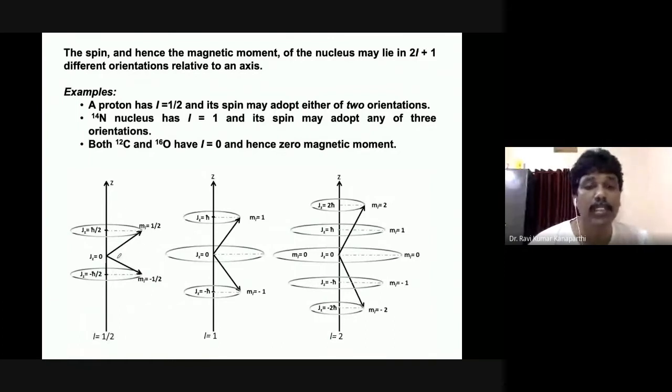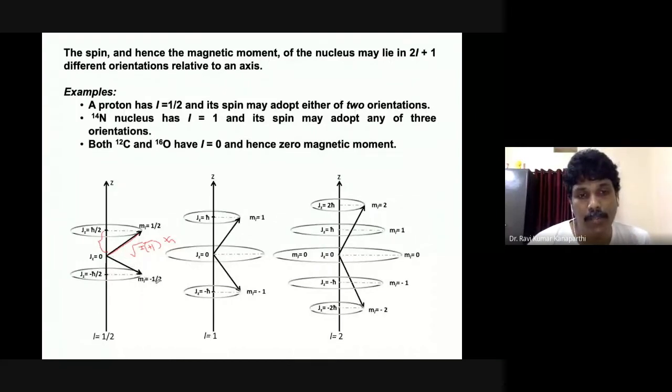Well, this is the length of the vector. The vector length is basically nothing but square root of I into I plus 1 times h cross. Okay, the length of the vector is this much. Now, for one of the components, say the magnetic field is applied along the z-axis. In that case, you can determine the z component, and this is the z component of the nuclear angular momentum. And then it can also orient in another direction, that is the minus half.